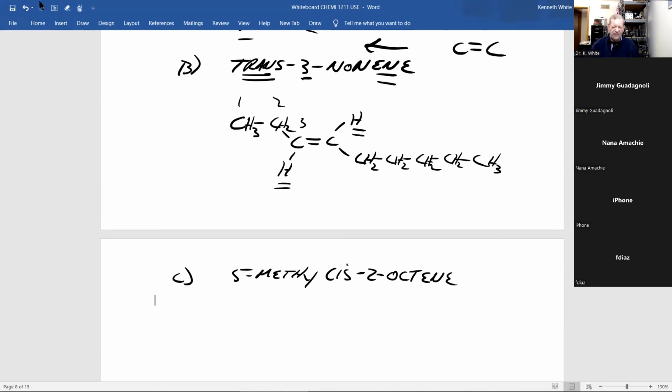And why don't you try this one? 5. Ooh, I forgot something. Oops. 5-methyl. Did I tell you I was always first one down in spelling bee? Probably still would be. Anyways, 5-methyl cis 2-octene. And you're supposed to draw it.